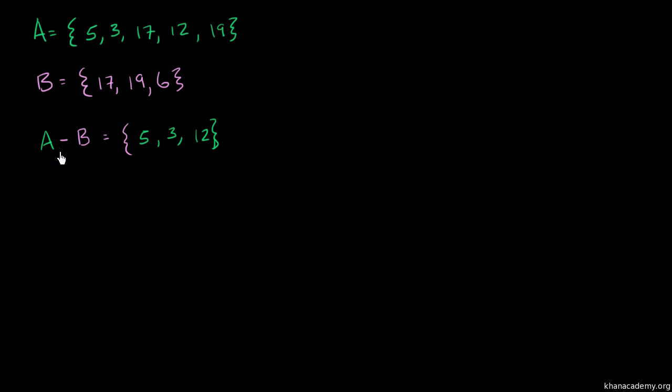So one way of thinking about it, like we just said, these are all of the elements that are in set A that are not in set B. Another way you could think about it is, these are all of the elements that are not in set B but also in set A. So let me make it clear. You could view this as B subtracted from A, or you could view this as the relative complement of set B in A.